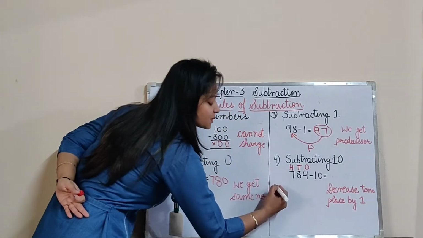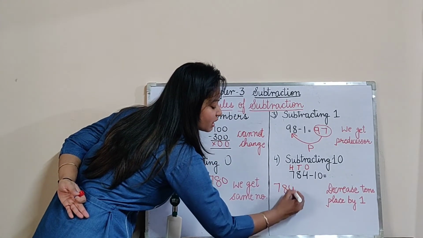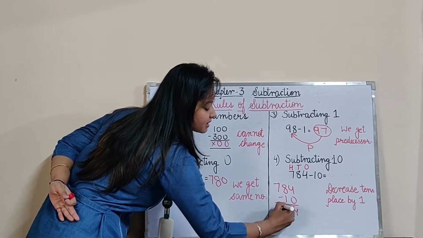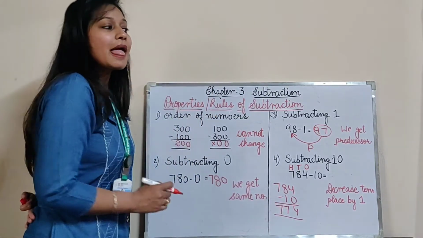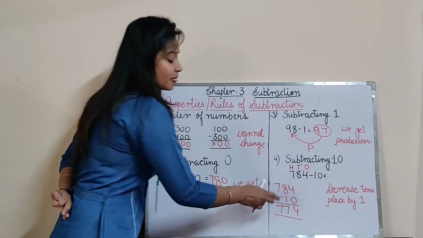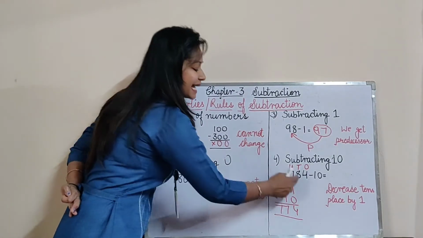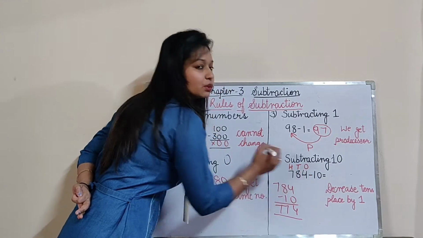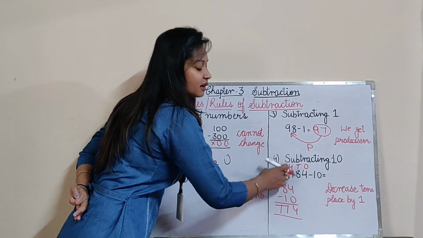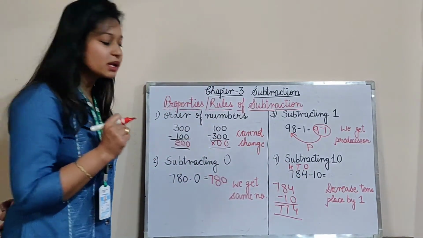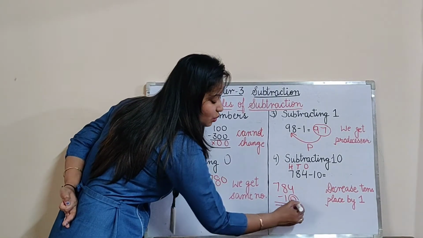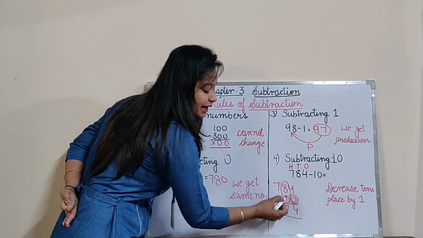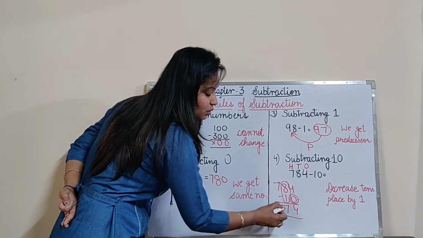Some students will say, ma'am, I'll do it like this, 784 minus 10 and my answer would be 774. Yes, this is correct. But I'll tell you an easy method today. We need not subtract. Directly from the question we can write the answer. We just need to write the places, ones, tens, hundreds. Whenever minus 10 comes, see, here is 0, no need to subtract anything. Only this place is changed, 8 minus 1, 7, and this place is also the same.